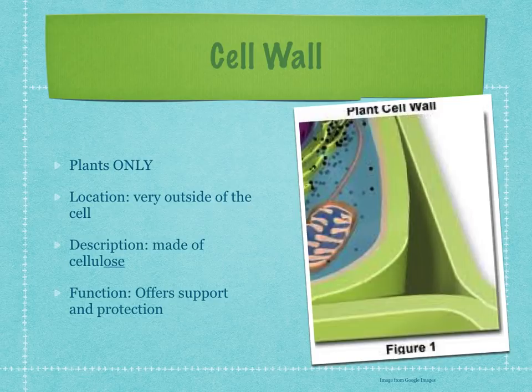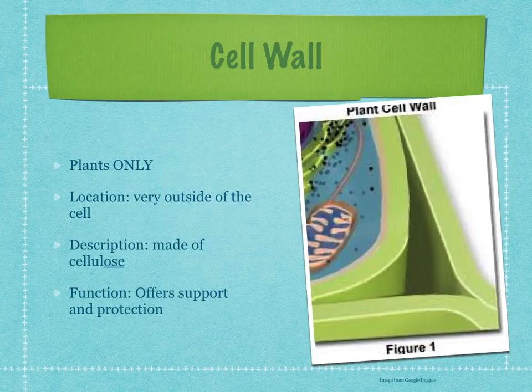Looking at your matrix, I need you to identify and find the row that says cell wall. It's closer to the bottom. The cell wall is found in plants only, and this is the very outside of the cell. In this picture, you can see it as the very outside line with a gap on the inside. The location is the very outside of the cell, and it's made of cellulose. That's the description. Cellulose is a sugar, and I know that because it ends in OSE. The function of the cell wall within plants is to offer support and protection.